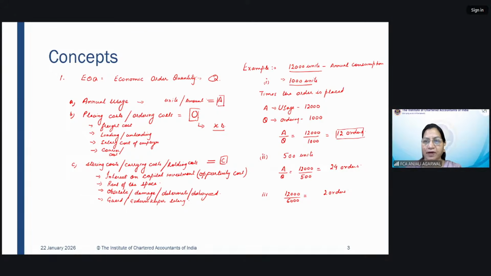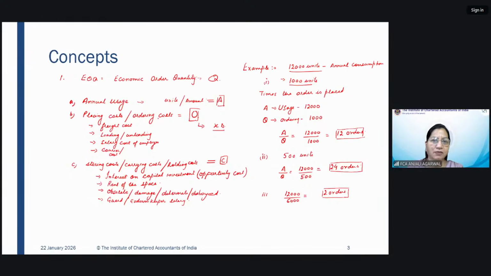If you had ordered 500 units, you would have to place the order 24 times. If you have given an order for 6,000 units, you would have given two orders. If you had ordered 12,000 units at a time, you would have ordered on 1st January and it would have continued throughout the year. So you would have ordered only once. So the lower the units ordered, the more the number of orders.